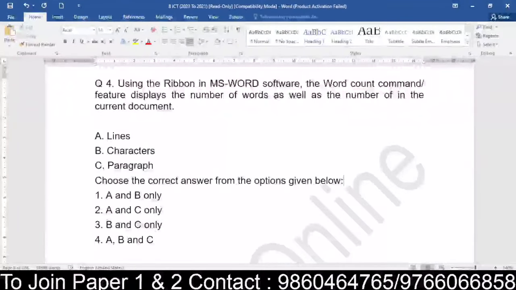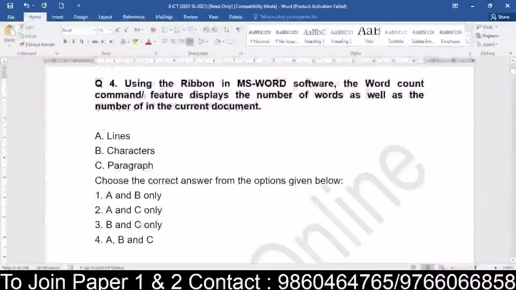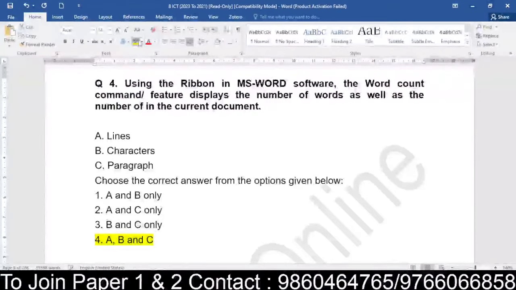Question number 4: what does this ribbon indicate? The ribbon indicates not only the lines and the characters, but also the paragraph. So options A, B and C all stand out to be right. It indicates your words, your lines, your characters, and your paragraph.